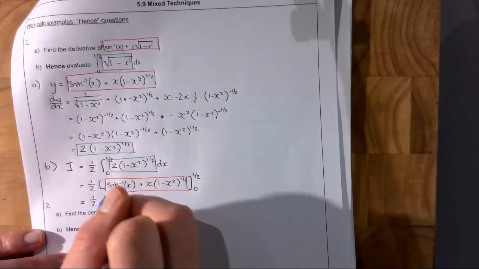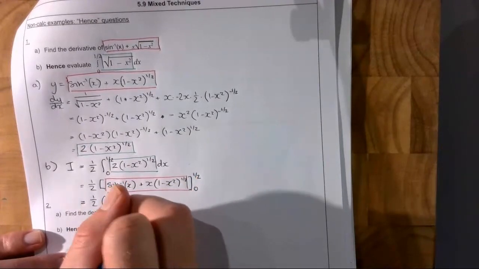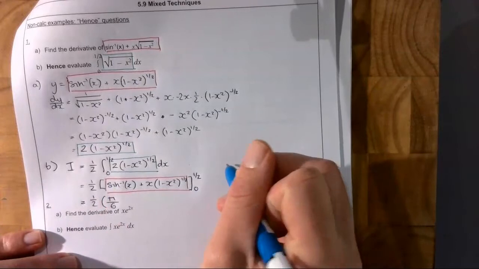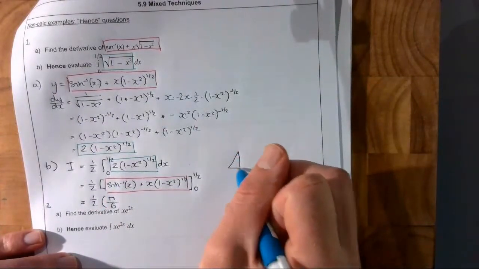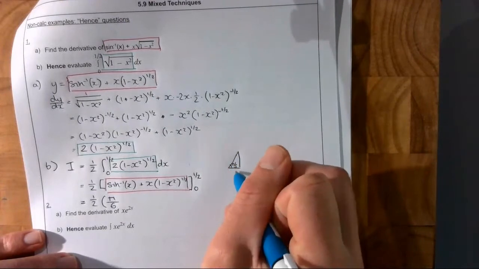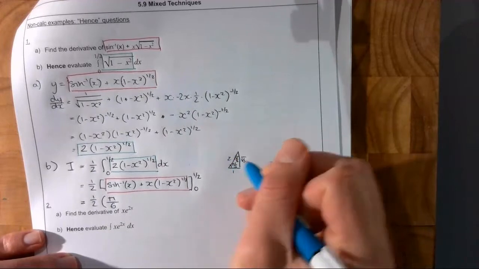Obviously got the half out front, half substitute in, I get sine inverse of a half, which is pi over 6. I can use my little triangle to remember that if I want, if I've got pi over 3 here, got a 1, a 2, and a root 3, and this angle is pi over 6.